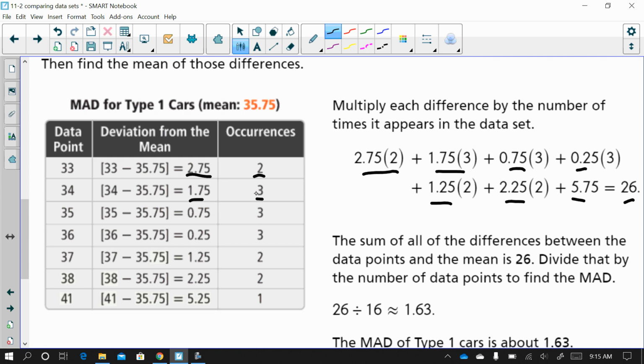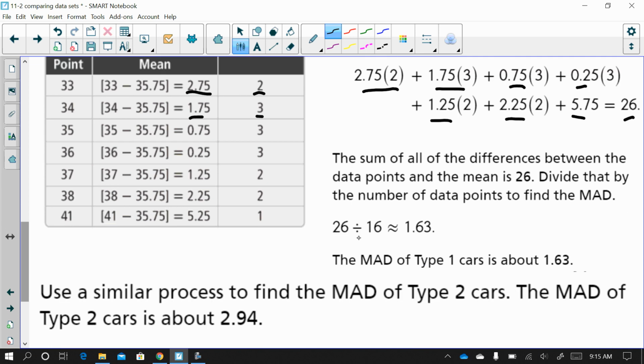So I add 2, 5, 8, 11, 13, 15, 16. So I'm going to take 26 and divide by 16, and I get 1.63. So the MAD for type 1 cars is about 1.63.